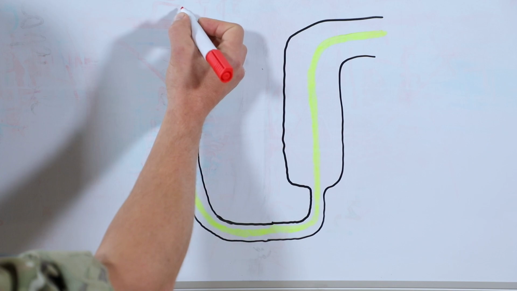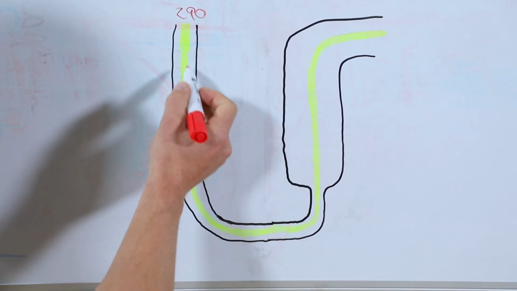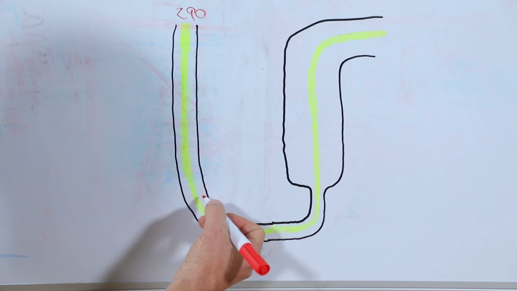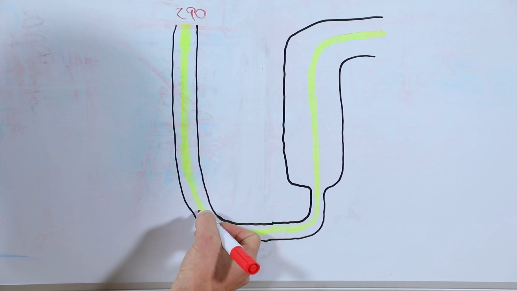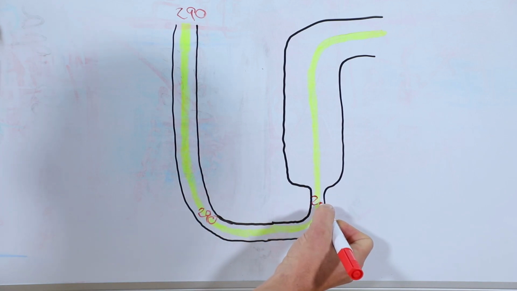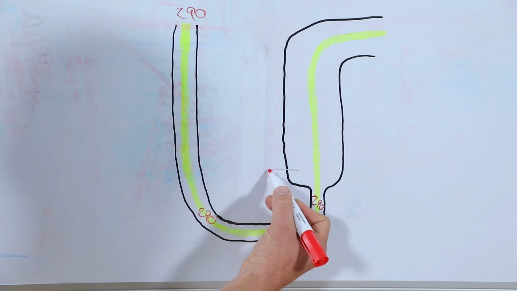So if we were 290 here, as it goes down, don't forget salt and water pass freely in the thin descending limb. So that could pass out. So it's still going to be 290 as it arrives down here. And it will be 290 as it arrives over here. And then you're going to pump out some sodium.